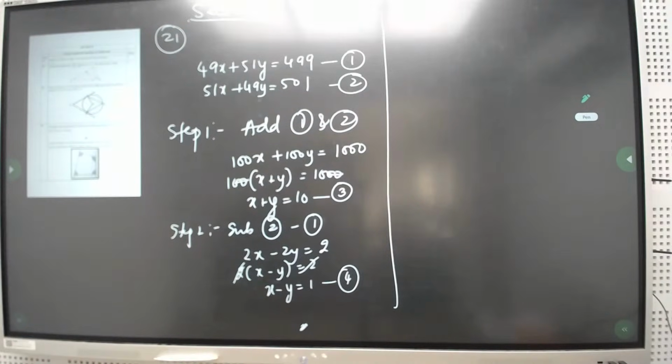How much is the x and y value? x value? 11 by 2. Fractions only you say. 9 by 2. 11 by 2, 9 by 2. Means either 5.5, 4.5.